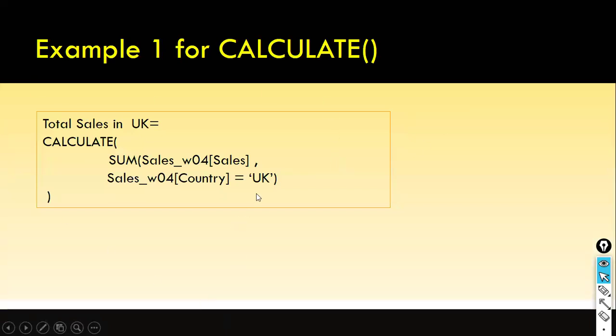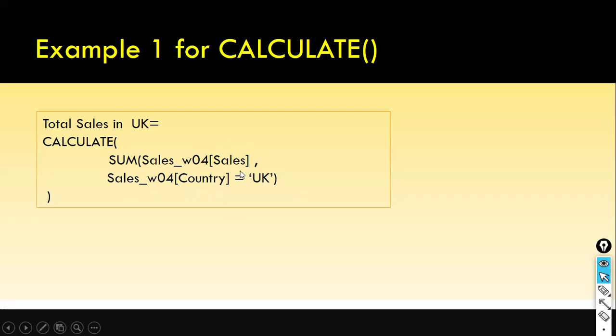So this is a Boolean filter. Here is the CALCULATE function, and inside it the first argument is the expression, the sum of sales. Second argument is the filter. In this case, I've used a Boolean expression: Country equal to UK. In the Sales table, I have a column called Country, equal to UK. That means compute the total sales for the UK. In the data set, wherever the country is UK, it will return true. For those records that return true, it will compute the total sales.